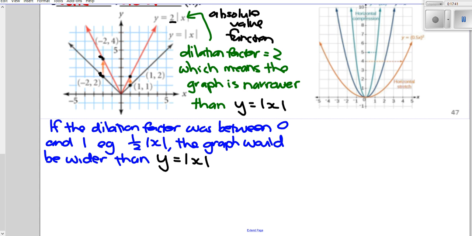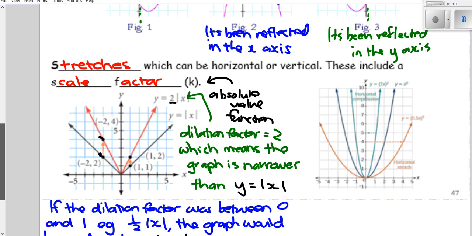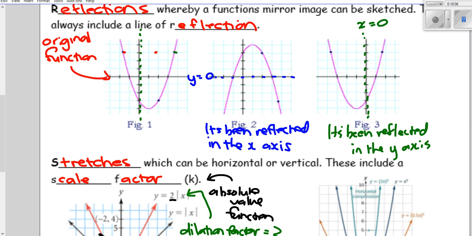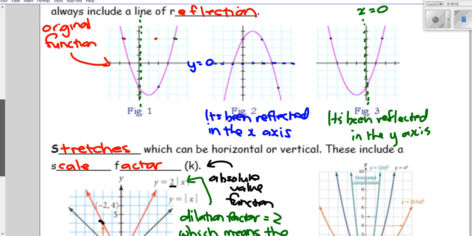Wait, so this is for every single graph ever? Yeah. And notice, where do you see the dilation factor in the equation? It's kind of like the coefficient at the front. So if it's negative, it gets reflected. Yeah, that's a good point. If it was negative, it would be similar to the one here, reflected in the x-axis. So if it was negative 2 mod x, it would get narrower and then reflect.